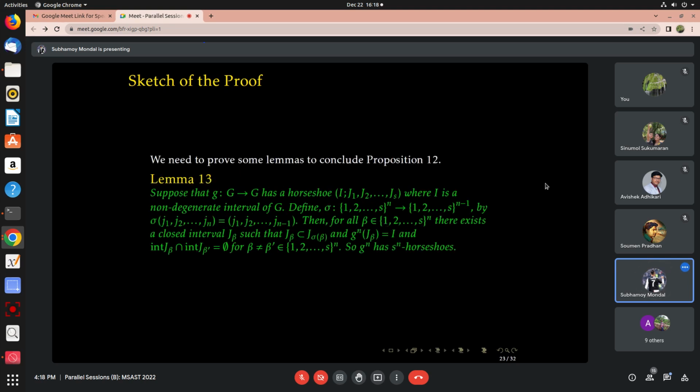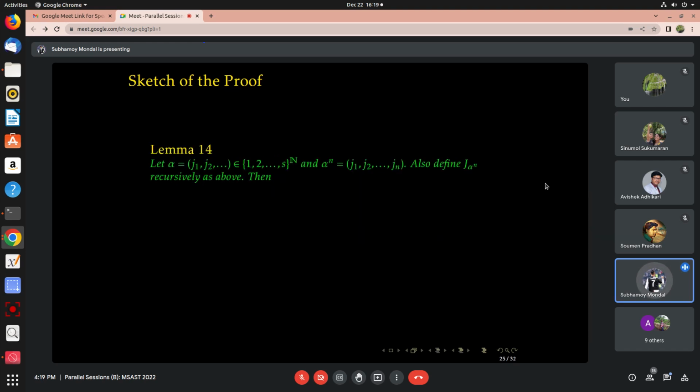To prove this proposition, we have broken it up into a few elementary lemmas so that it is easier to handle. This lemma tells that if we have a horseshoe J_1, J_2, ..., J_s, and I is a non-degenerate interval, and we have a map gamma from this sequence space to itself such that gamma of J_1, J_2, ..., J_n is equal to J_1, J_2, ..., J_{n-1}, that is, we just delete the last component, then g to the power n has an S to the power n horseshoe.